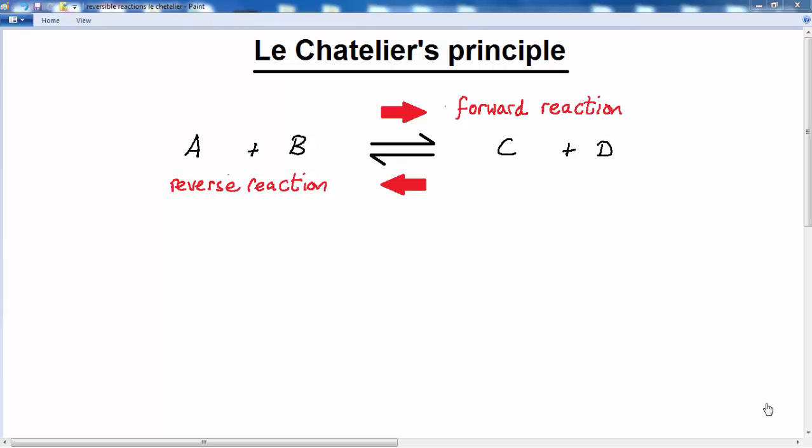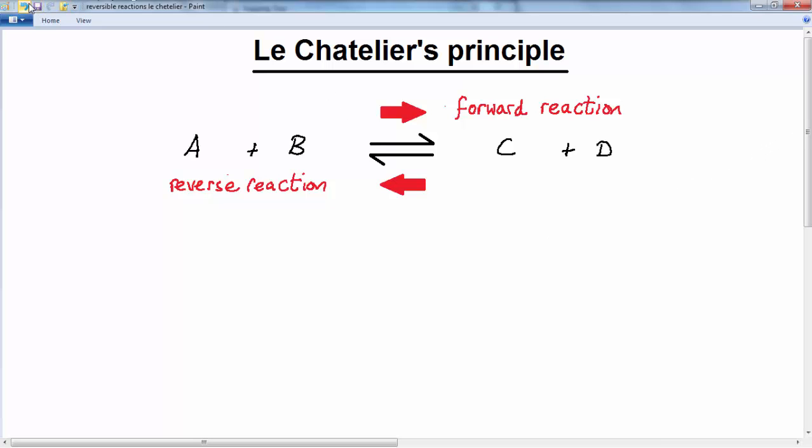Now in Le Chatelier's principle, what happens is this: once dynamic equilibrium has been reached in a reversible reaction, if we then change the conditions of the reaction, and by conditions we mean, for example, the temperature at which the reactants are reacting, or the pressure, or the concentration of any of the reactants or products, then the reaction will select a direction, either the forward direction or the reverse direction, in order to oppose the changes that are being made. Let's just spell that out for you.